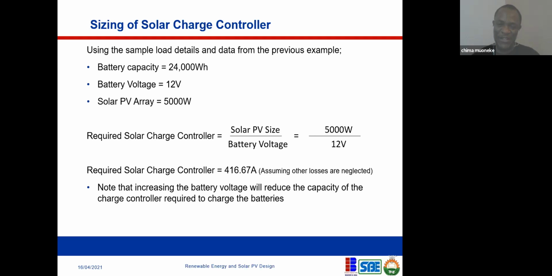They have to connect them in series. Assuming they want 12 volts, they have to connect 6 of them in series to still get 12 volts. Just a little deviation to explain that. But the point I'm trying to make is that if you reduce the voltage of your battery, then you increase the size of your solar charge controller. If you use a higher voltage for your battery, your charge controller will need a lesser capacity to work. So that you know how these things relate to each other.